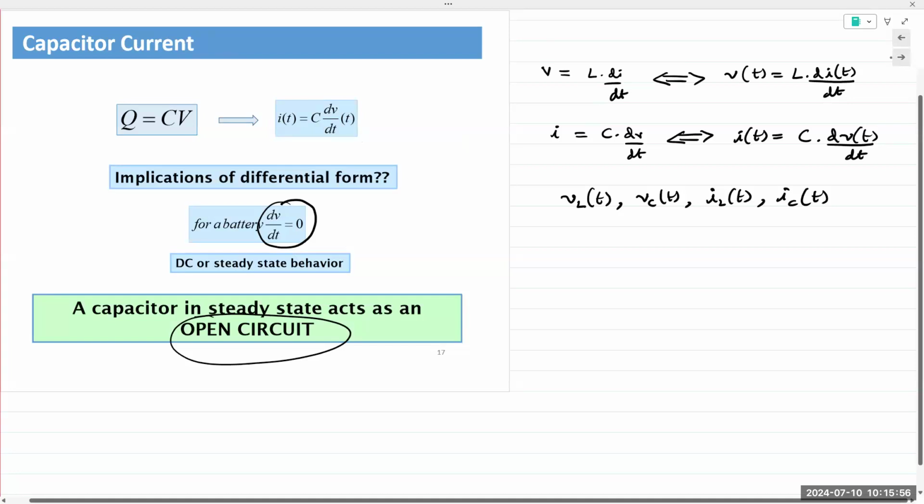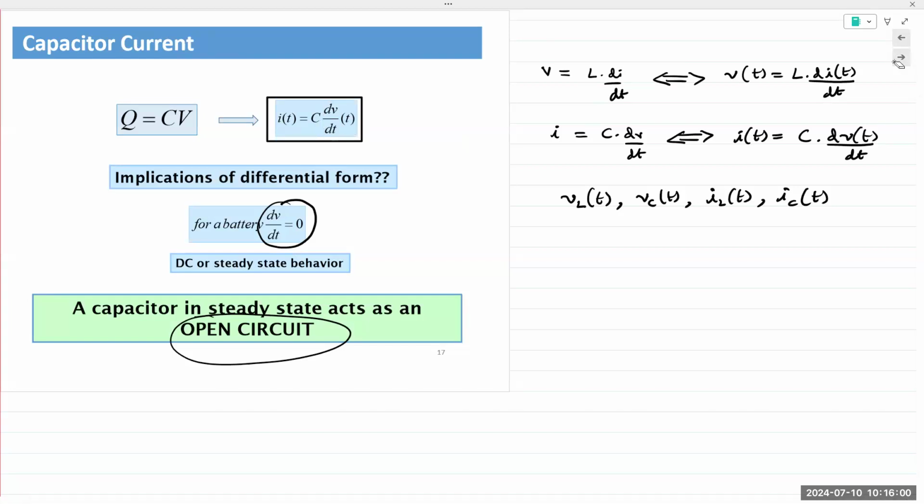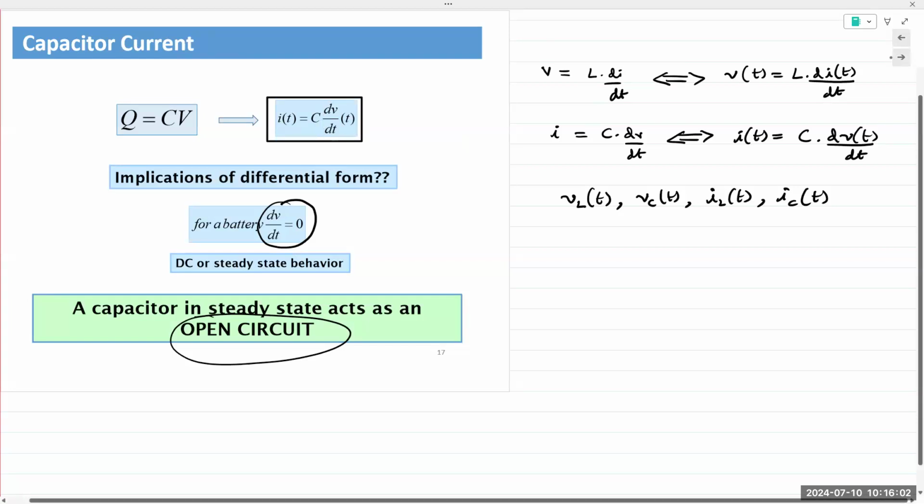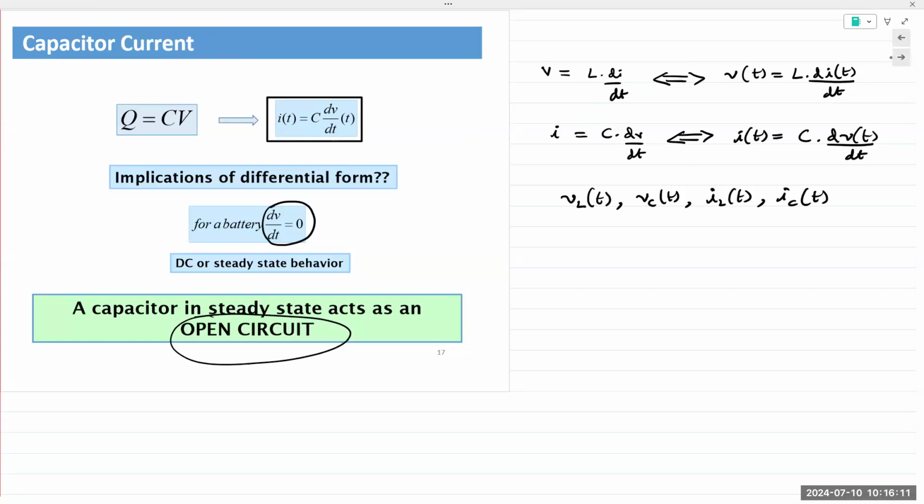So if you apply a DC voltage to a capacitor, then dV over dt is 0. Hence, a capacitor acts like an open circuit, meaning once the capacitor reaches full charge, it receives all of the energy that it can store. From that point on, the capacitor does not charge anymore, does not receive any further charge, so it behaves like an open circuit. And again, this is for an applied DC voltage.